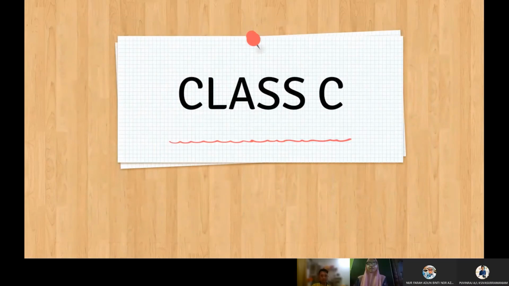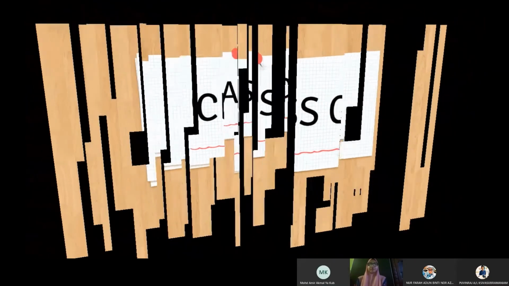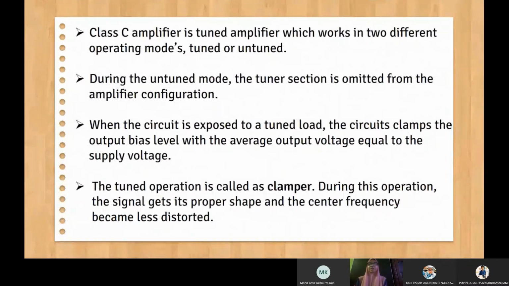Okay, the Class C amplifier is a tuned amplifier which works in two different operating modes. Firstly, it's tuned, and the second mode is untuned. During the untuned mode, the tuner section is omitted from the amplifier configuration. When the circuit is exposed to a tuned load, the circuit clamps the output bias level with the average output voltage equal to the supply voltage. The tuned operation is called a clamper. During this operation, the signal gets its proper shape and the center frequency becomes less distorted. Next.